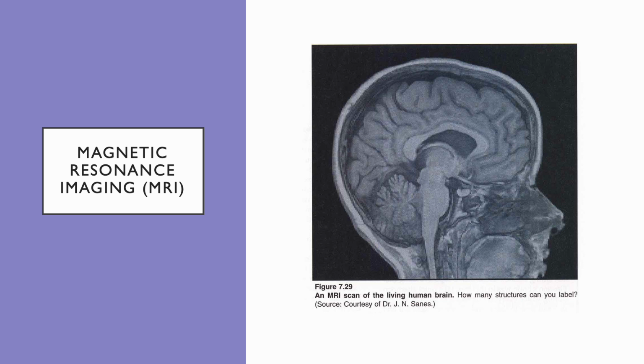An MRI, which is known as magnetic resonance imaging, is an imaging test that uses powerful magnets and radio waves to create these really clean images of the brain. It allows us to see structures very easily.